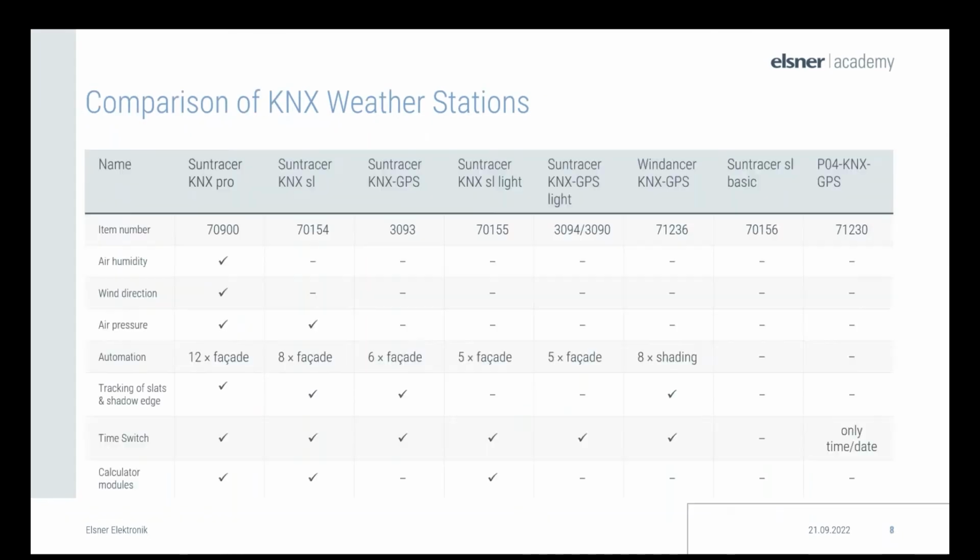So the following table shows the weather stations in a comparative overview. The table is very helpful in choosing the right weather station for your specific project. So let's dive deep into this chart a little bit. In the table under the point automation, you can see how many facades the weather station can control. In the first 4 rows, you can see the sensors and the systems such as air pressure, air humidity, or wind direction. So the table can be found on our website.